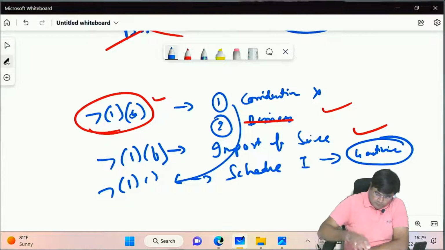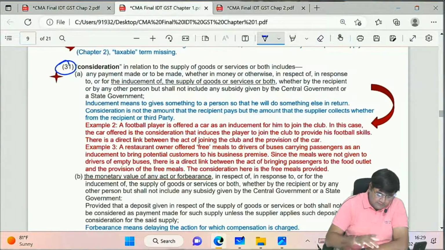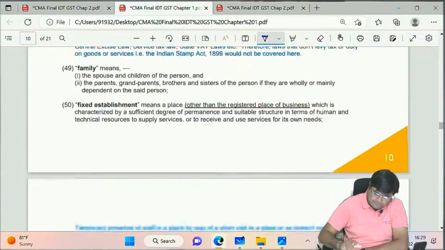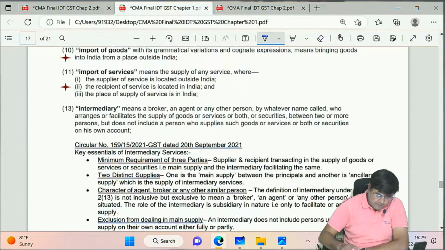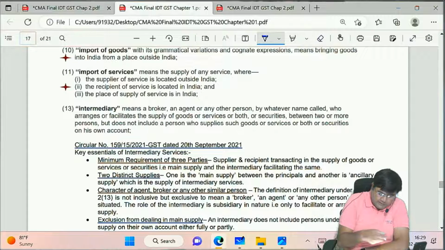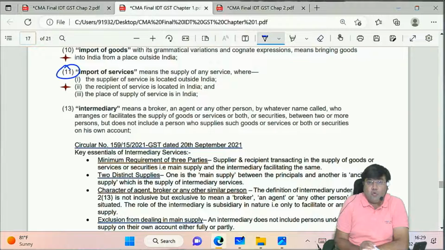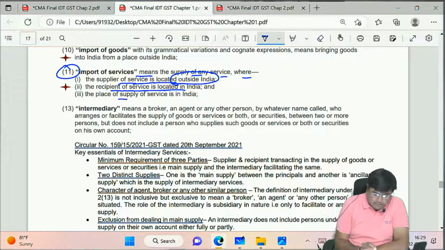So I think Thomas, you forgot about the definition of import of services which we discussed in the previous chapter in detail. I don't know whether you attended or not. So clause 11 of section 2 of the IGST Act 2017: Import of services means the supply of any service where the supplier of service is located outside India, the recipient of service is located in India and the place of supply of service is in India.